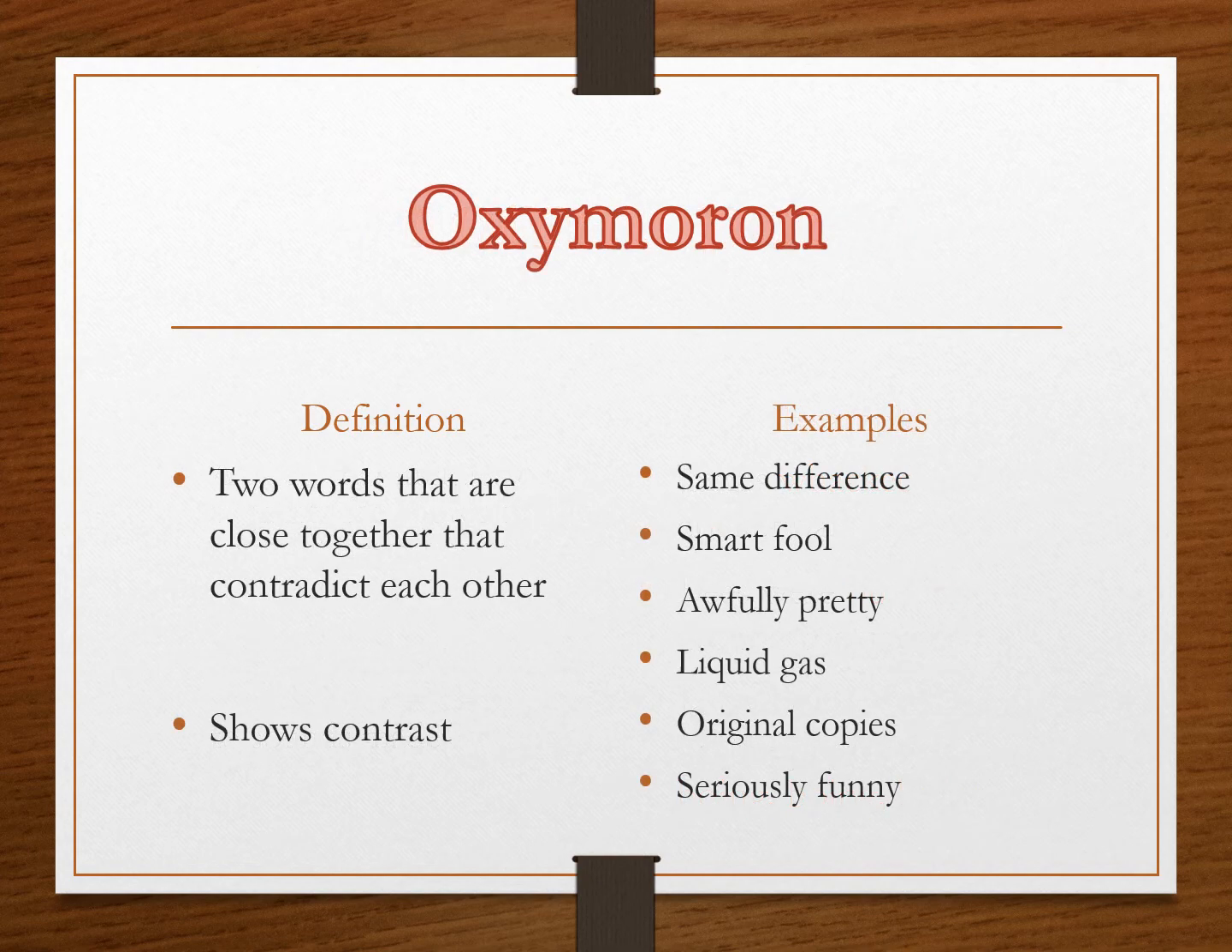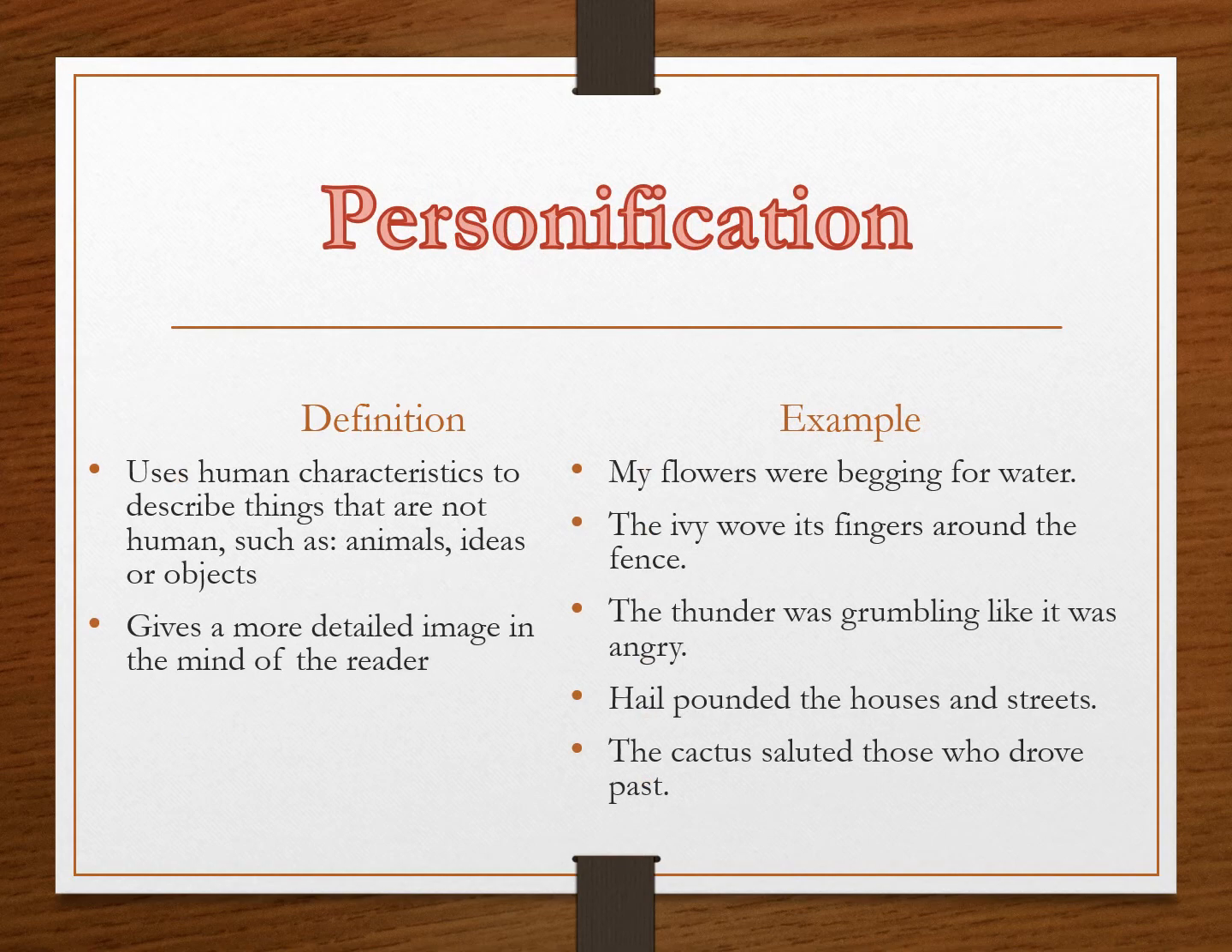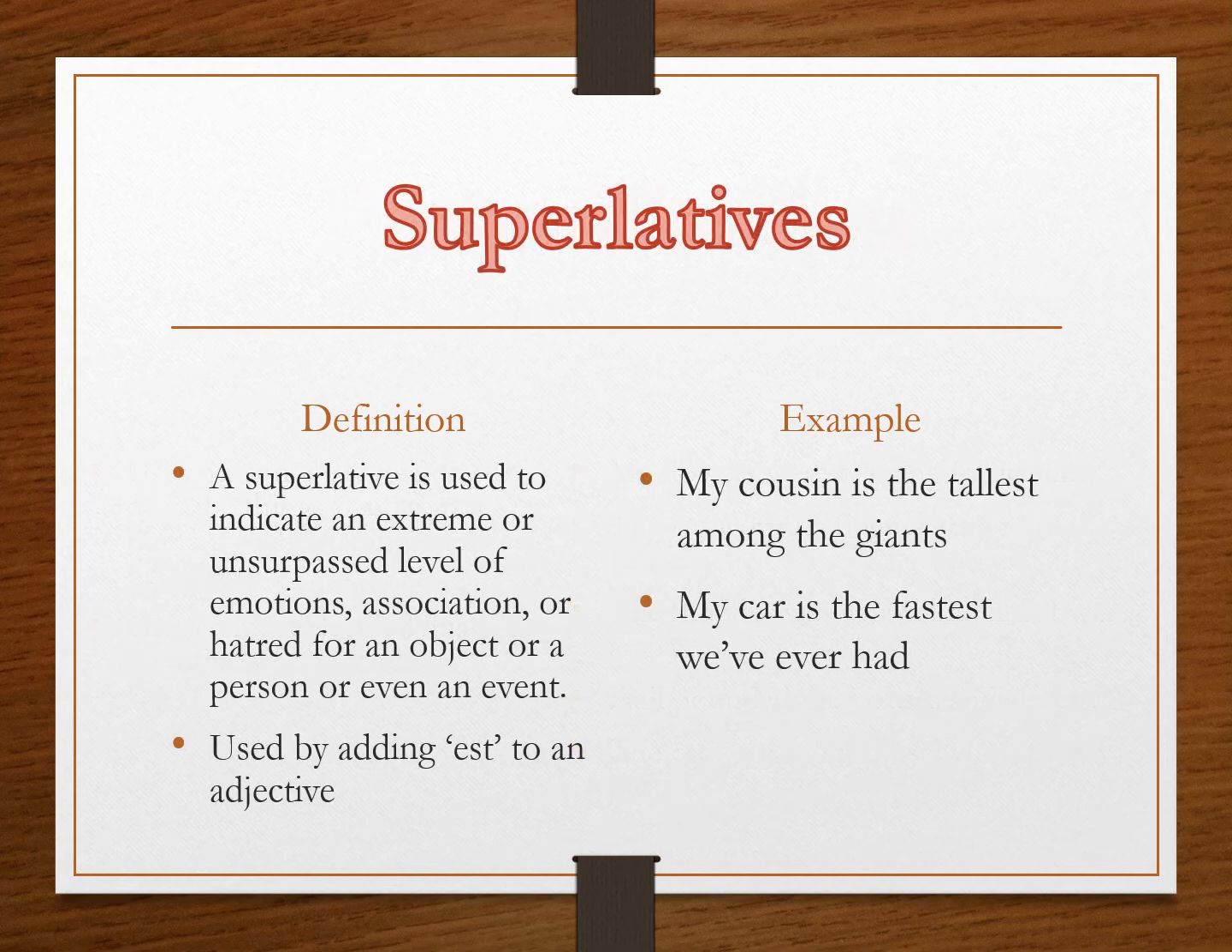We've got oxymoron, which is a really interesting one, because you will say things like smart fool, original copies, seriously funny. You must have heard seriously funny before. Then we've got personification, which is when you say things like the flowers were begging for water. Okay, I'm just going to read out one example. Superlative, my cousin is the tallest. My car is the fastest. Fast, faster, fastest.